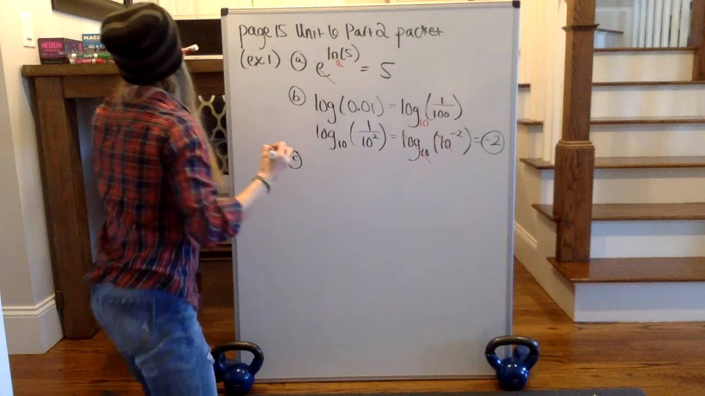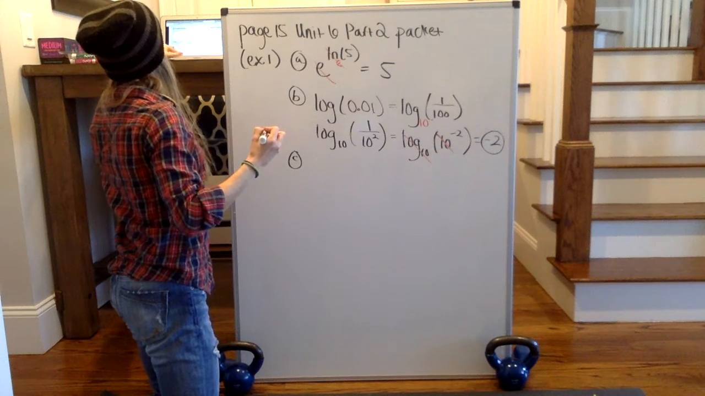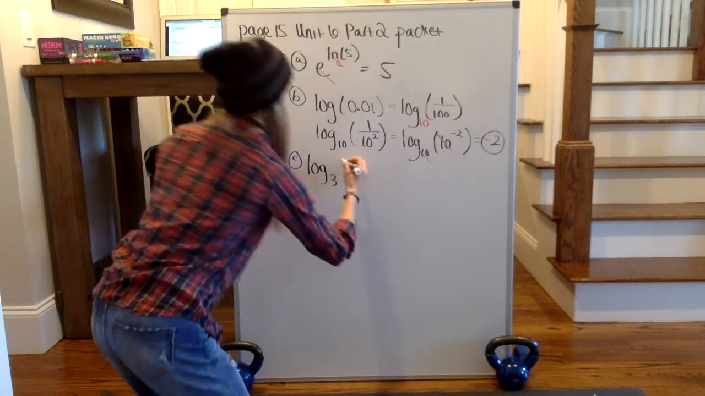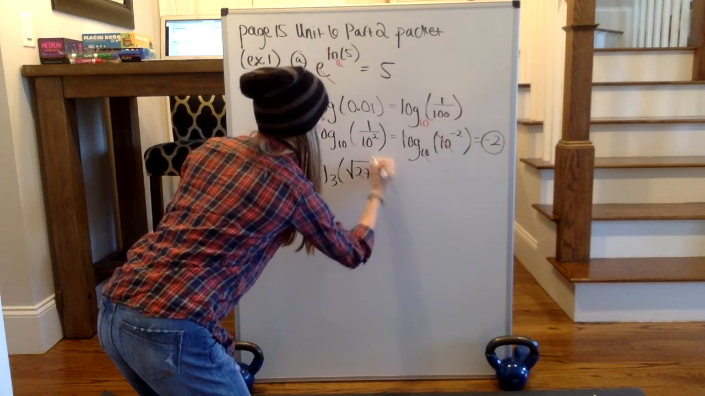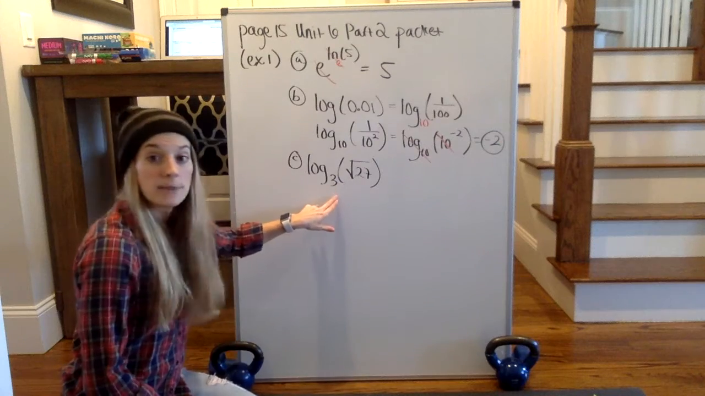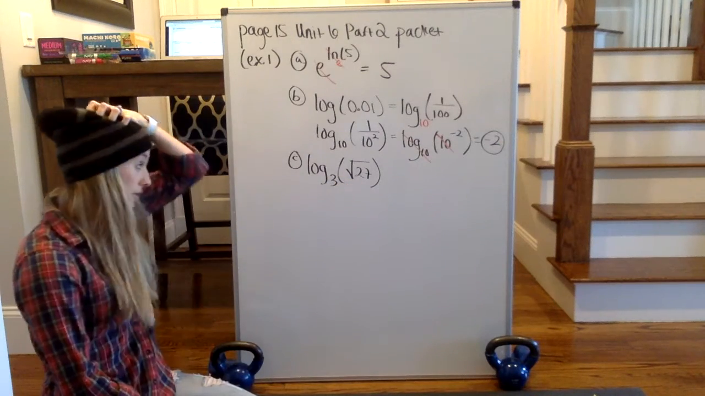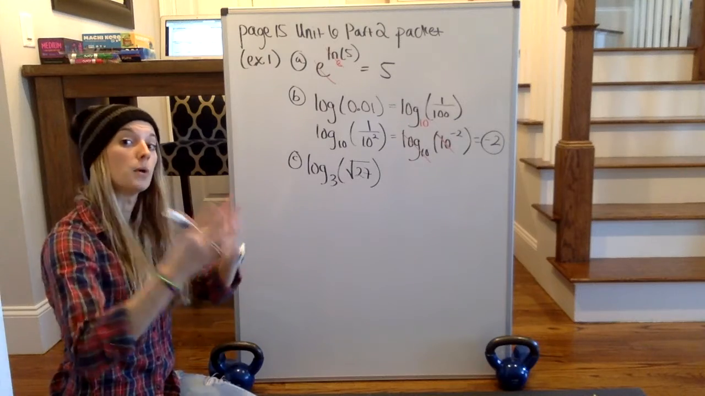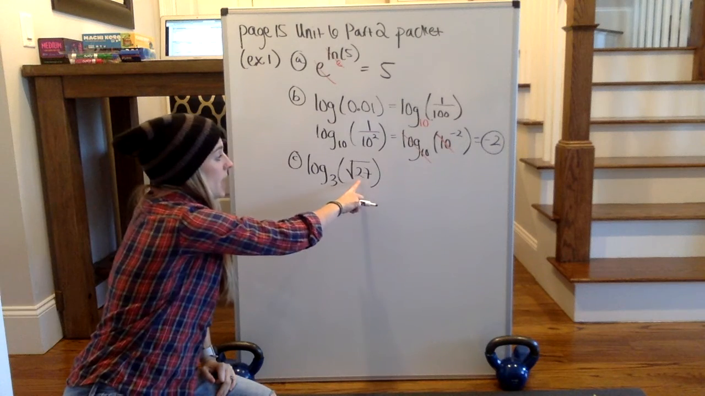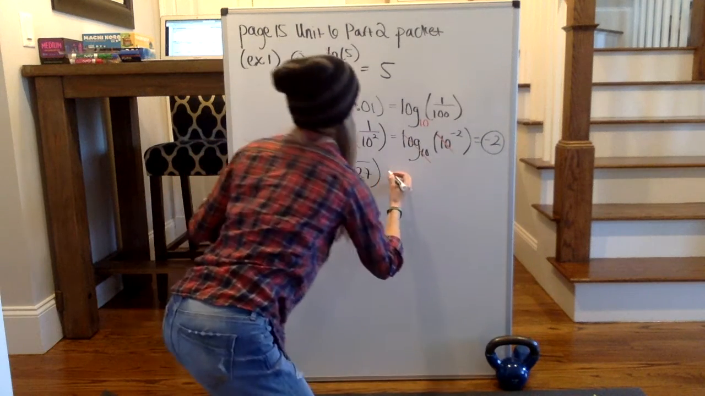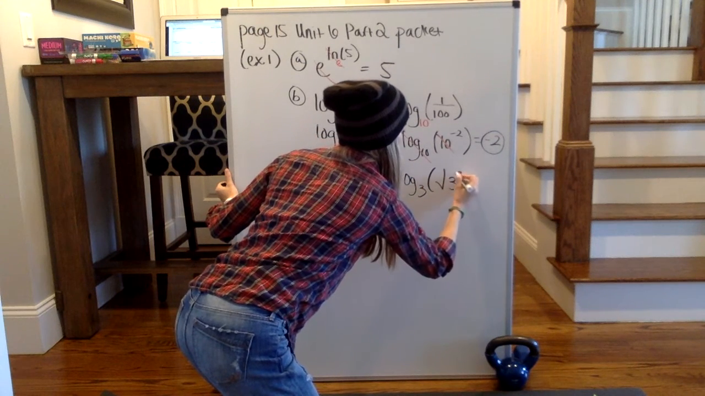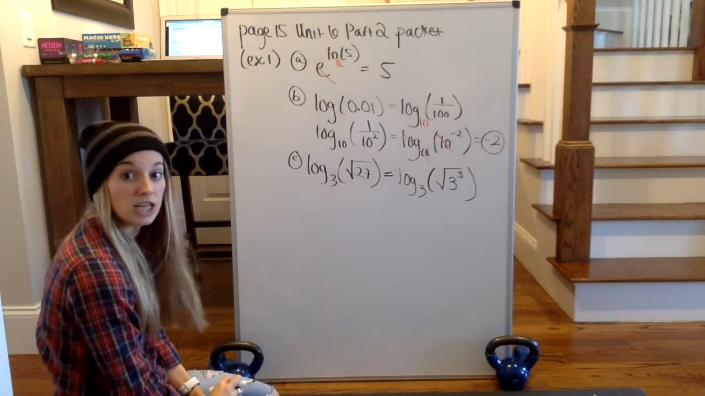Moving to part C. Part C, okay. Log base 3 of the square root of 27. Okay, so I'm seeing base 3 on the log, and I'm seeing 27 here, and I know that I can rewrite 27 as 3 to a power. And I also see that square root there. Let me just make one change to start. So 3 cubed is going to give me 27. I'm just going to make that change to start. Log base 3 of the square root of 3 cubed. Just making that one change.